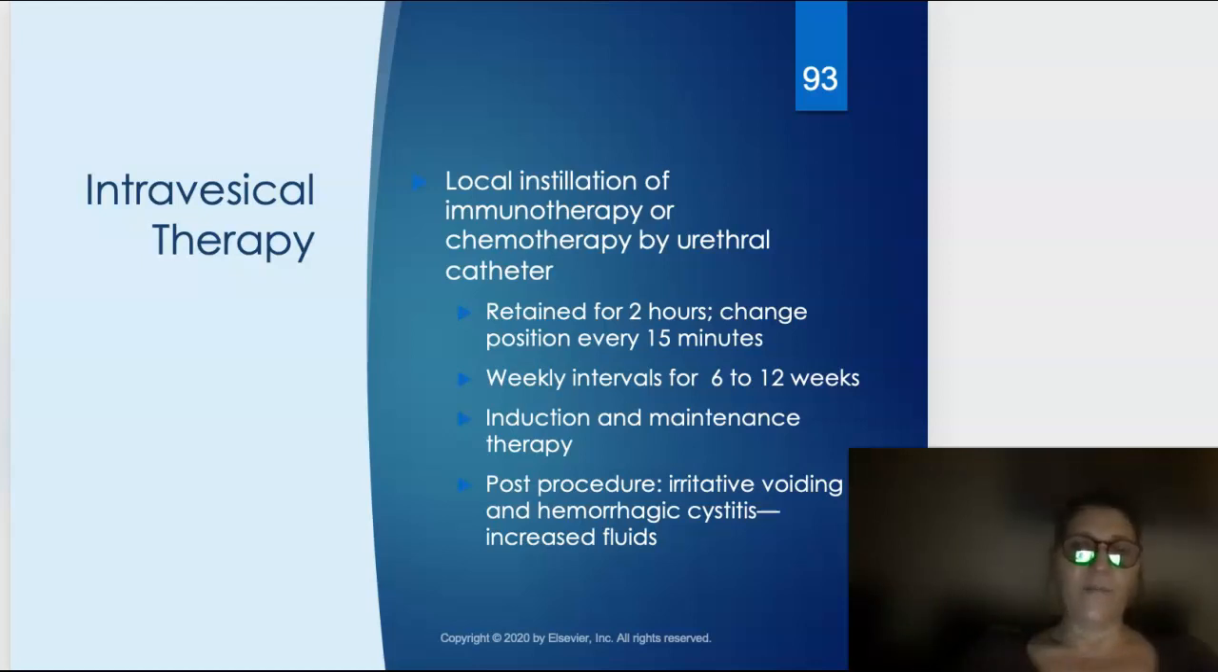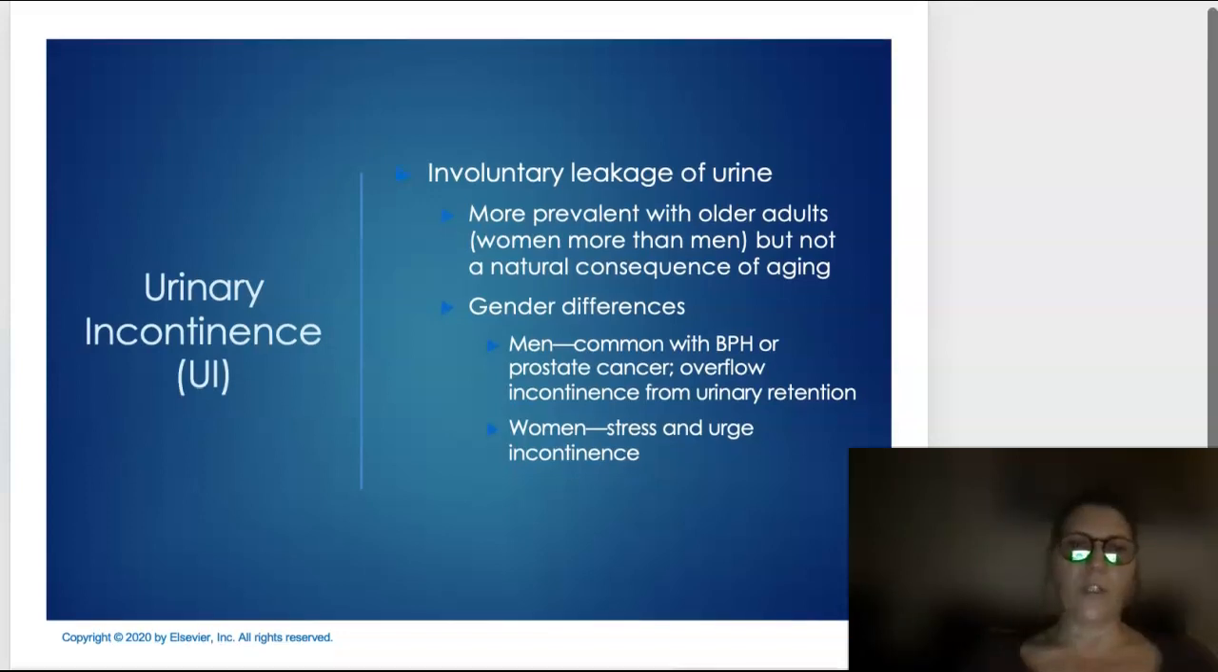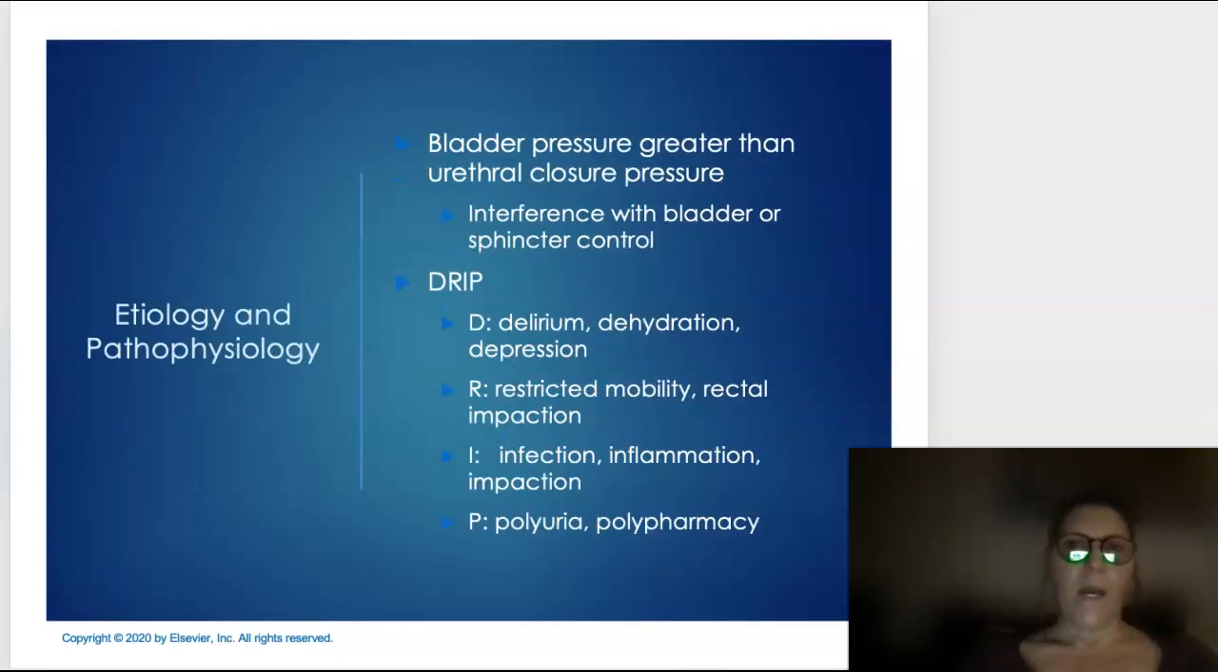Post-procedure, it could hurt when they urinate, and they could have hemorrhagic cystitis, and so we want to make sure they increase their fluids. Bladder dysfunction. So urinary incontinence, very common, more prevalent with older adults, women more than men because of childbearing, but not a natural consequence of aging. The gender differences, men, it's common with BPH or prostate cancer, women from stress or urge incontinence. The bladder pressure is greater than urethral closure pressure, and so drip.